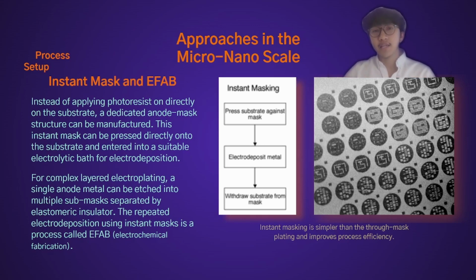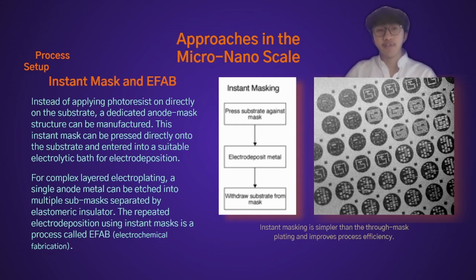For complex layered electrodeposition, such as when trying to build up a precise layer of structures, a single large anode metal can be etched into multiple submasks, such as shown in the figure, separated by an elastomeric insulator in between each mask. And we can do repeated electrodeposition by moving from mask to mask, and this process is called EFAB, or electrochemical fabrication.